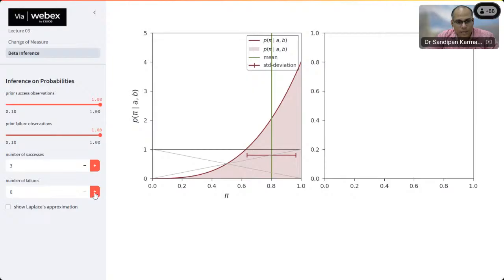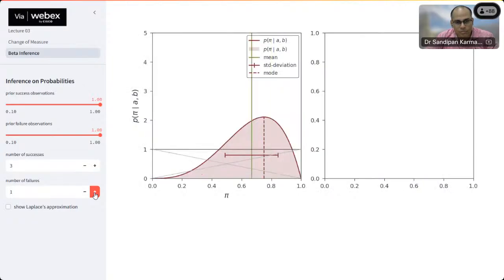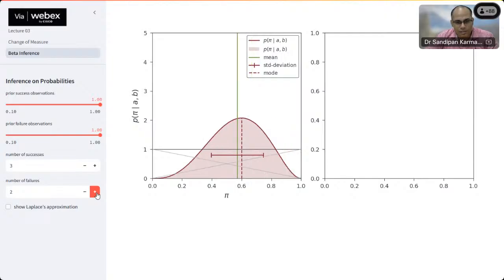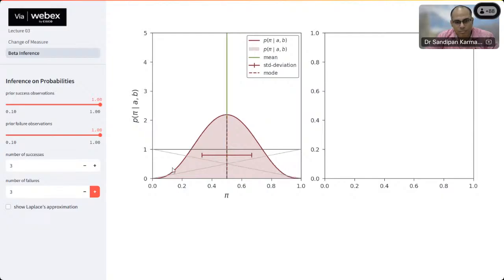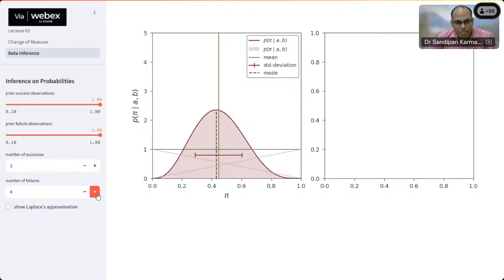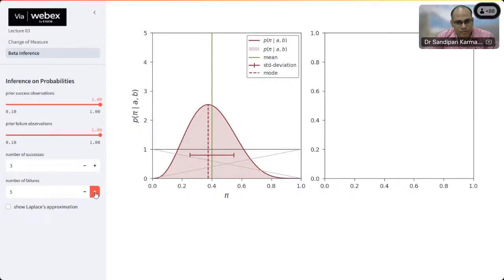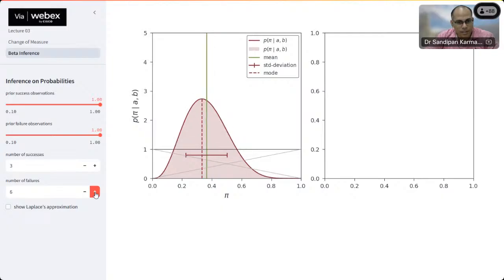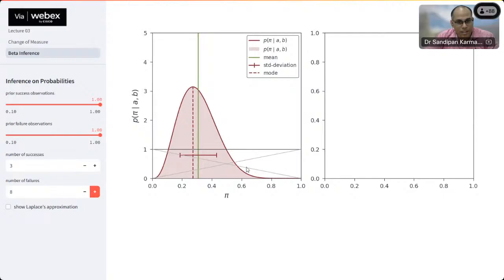Suppose the fourth is a tail. Then you'll find some kind of bulge towards 0. As it has gone towards 0, the curvature comes like this. Then suppose another tail, it comes like this. Then another tail, it becomes symmetric. Then another tail, and it is moving towards 0. Just see. Another tail, another tail, another tail, and it is getting a little spiked also.